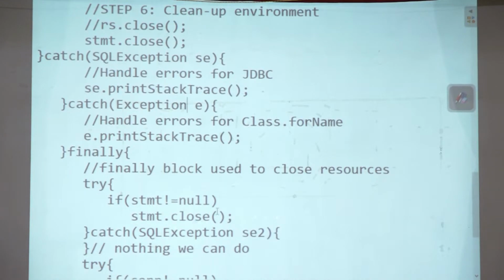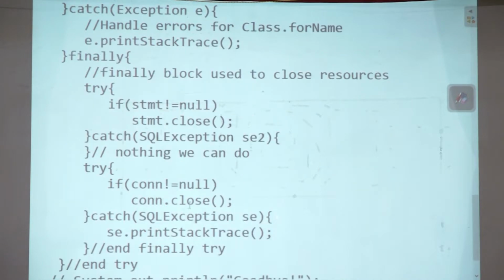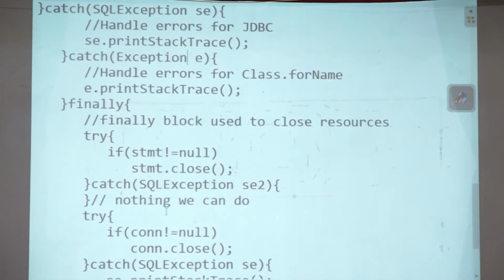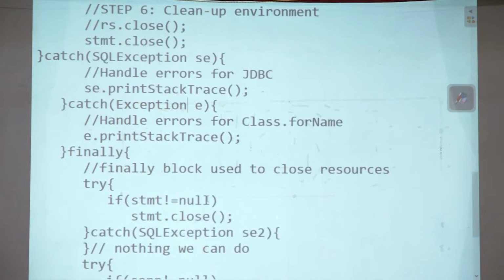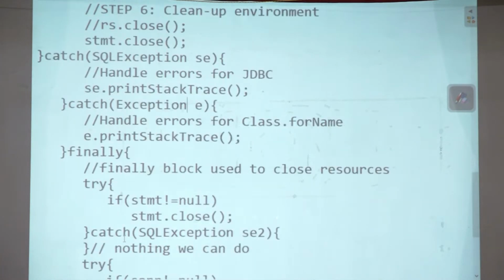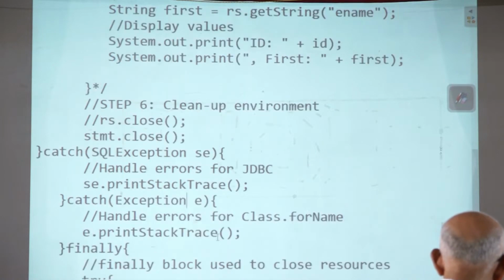If statement is not equal to null, close the statement object, and we have to also close the connection object. You can simply close the statement object and the connection object in the finally, because we are giving up the connections and statement objects. First close the statement object, then close the connection object. So that is in general the code.